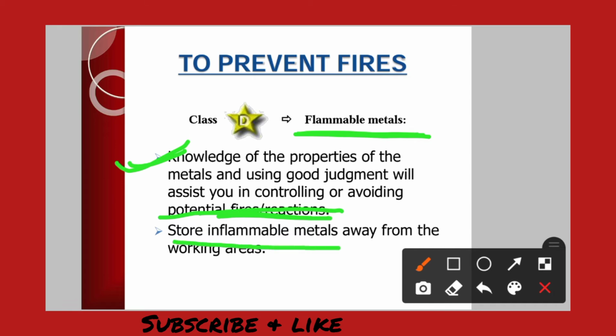Store inflammable material away from the working areas. For example, we know that sodium is not kept in the open, it is stored in a particular type of container, because if kept open, it may react with oxygen present in the atmosphere and catch fire very easily. So you must take care of these points.